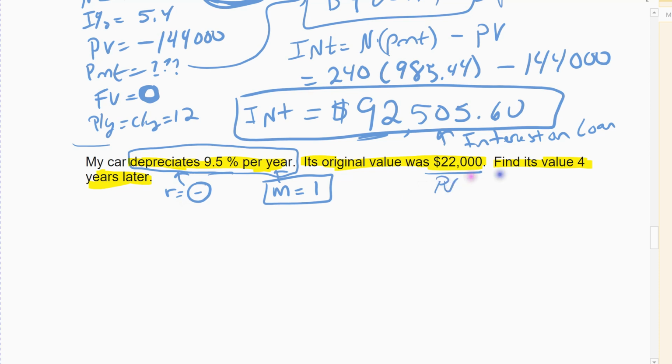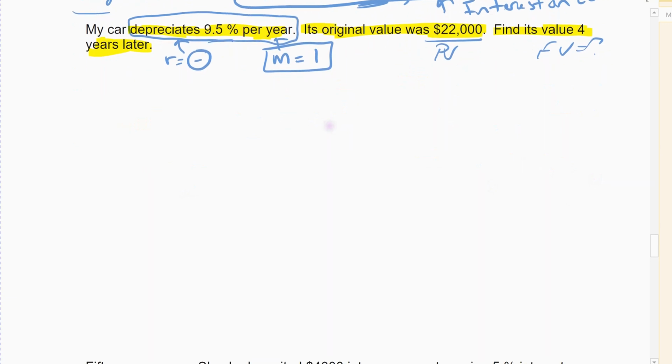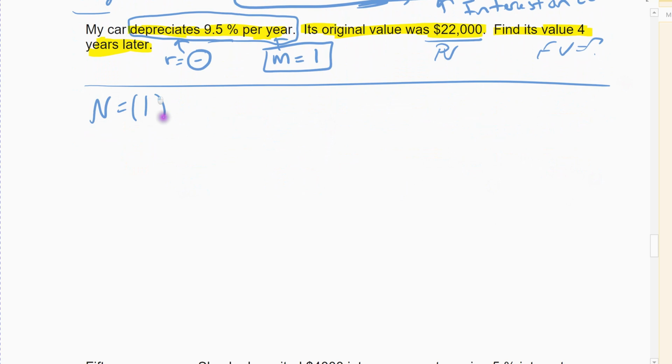Present value is this. Future value is what we're looking for. Time is 4 years. So I plug it into the TVM solver, and compounding period is 1, years is 4. So 4 times, over 4 years, I lose 9.5% value on my car. Since I'm losing the amount, I've got to remember it's a negative 9.5.